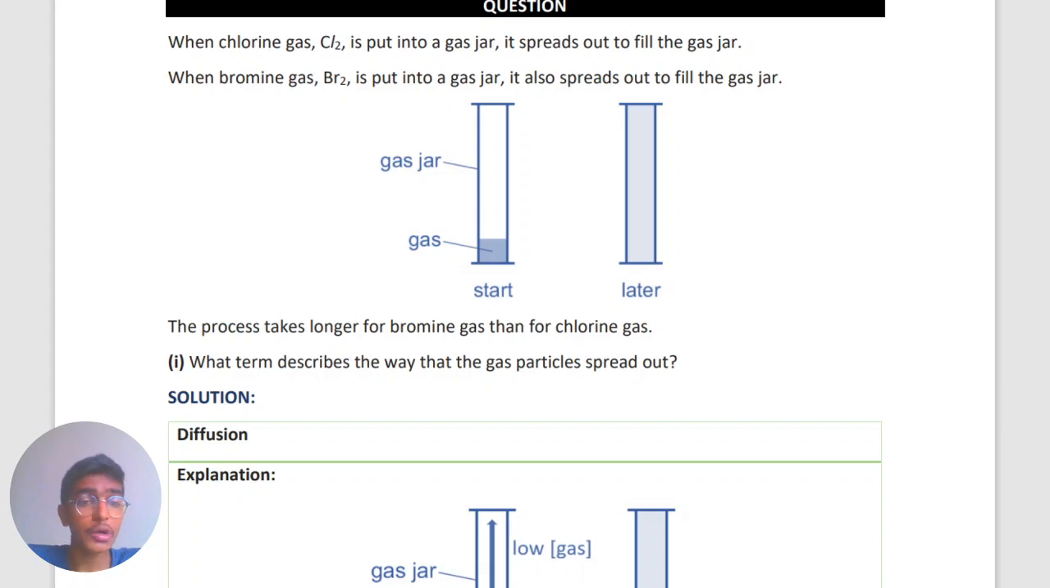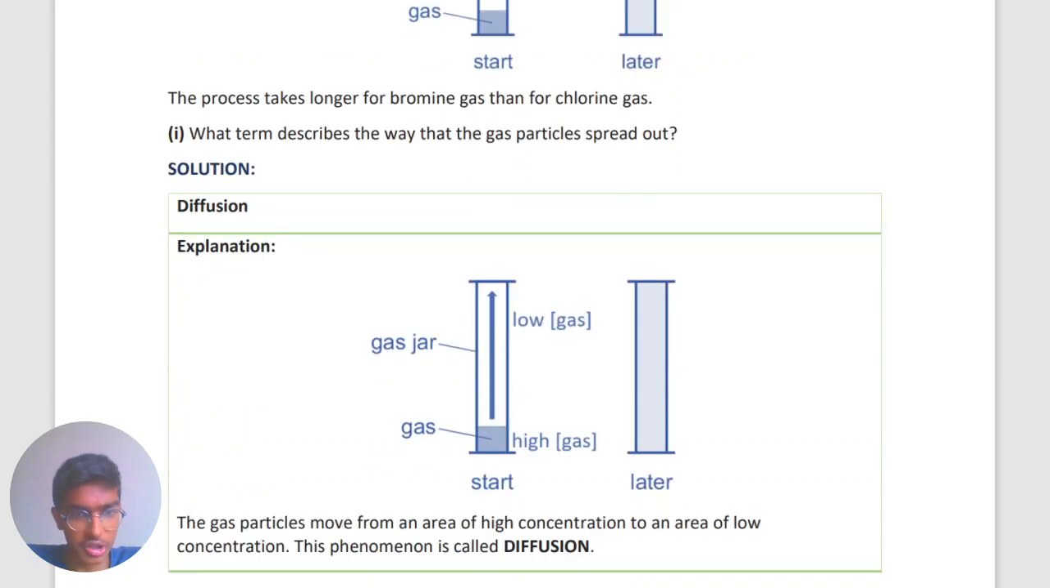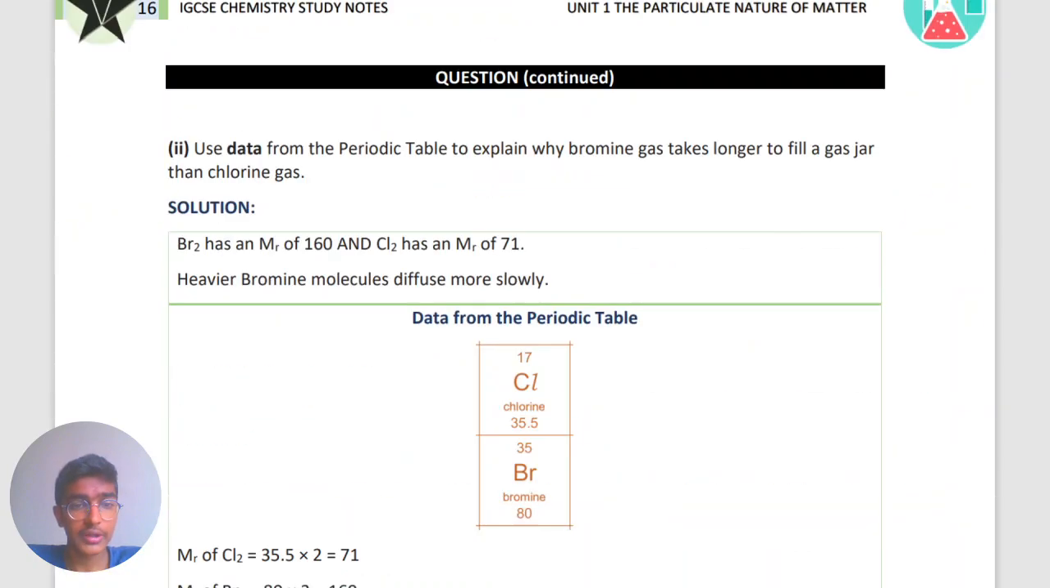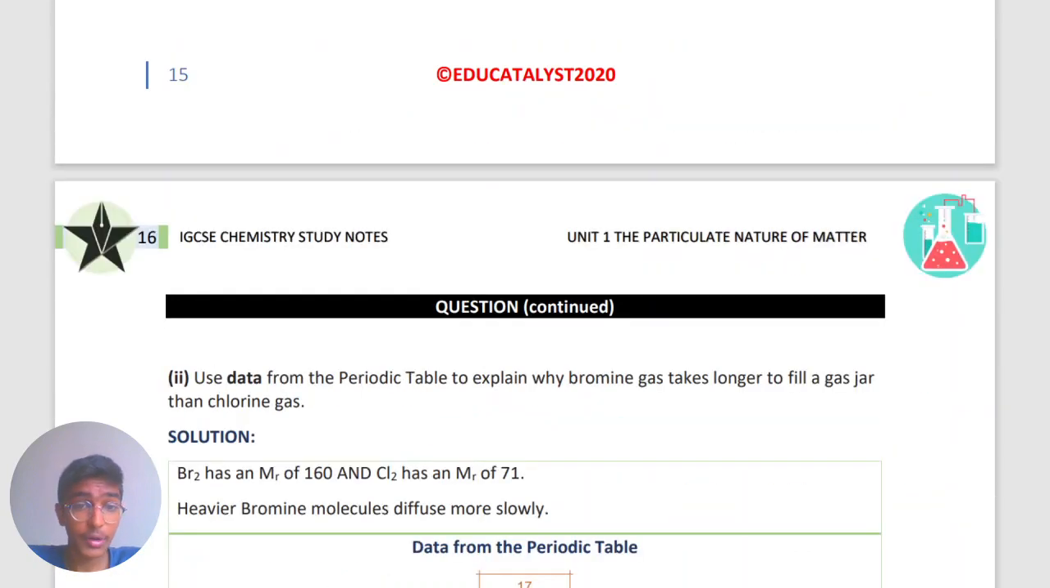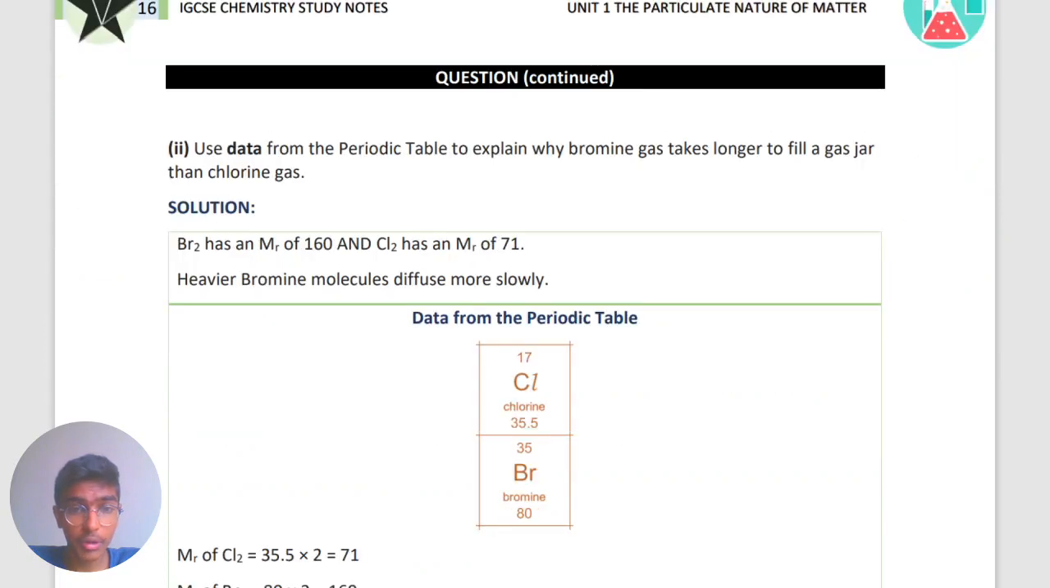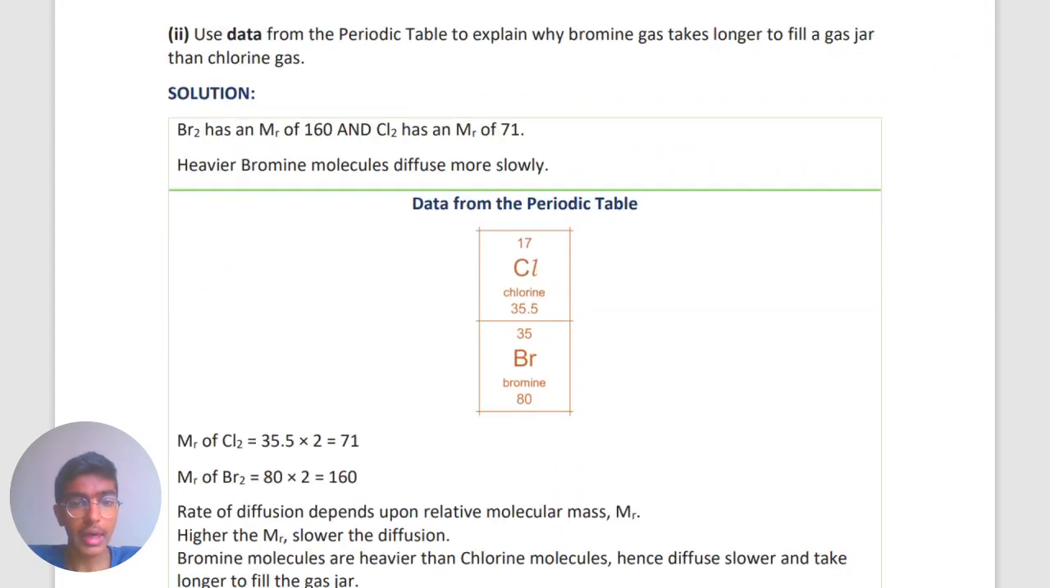We say they spread out because of diffusion, and the explanation is that the gaseous particles move from an area of high concentration to an area of low concentration, which we call diffusion. It says use the data from the periodic table to explain why bromine gas takes longer to fill the gas jar than chlorine. As I told you before, bromine gas is much heavier. As we saw in the periodic table, bromine is 80 while chlorine is 35.5. Because bromine is heavier, it will therefore diffuse slower than chlorine.